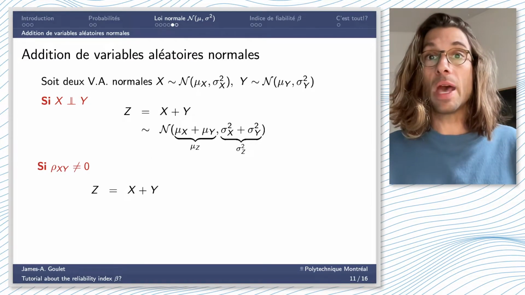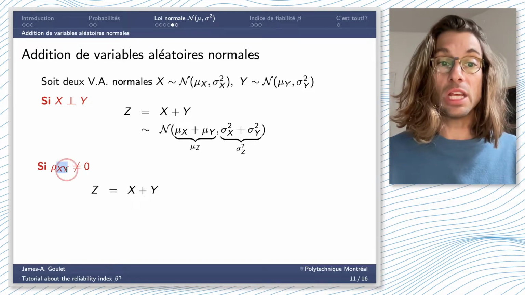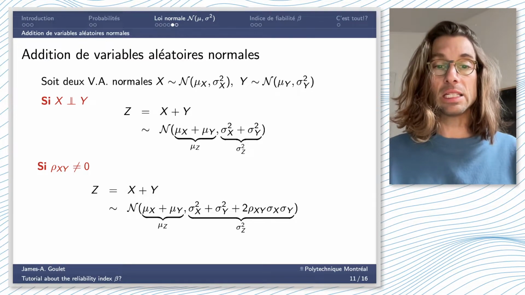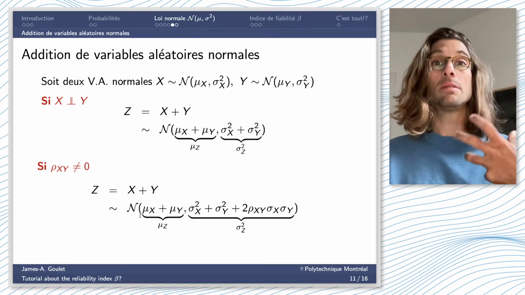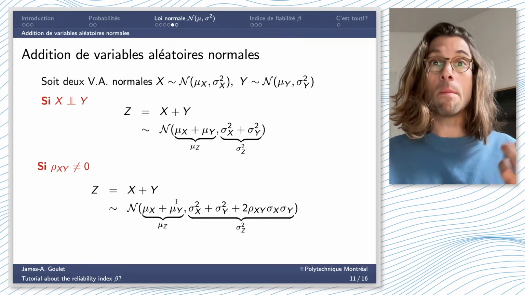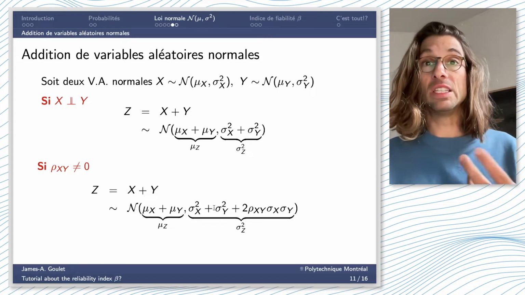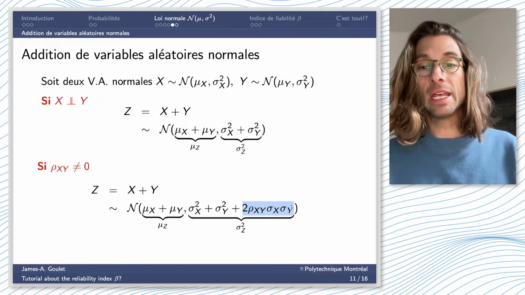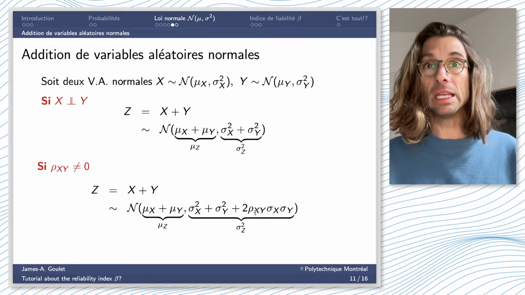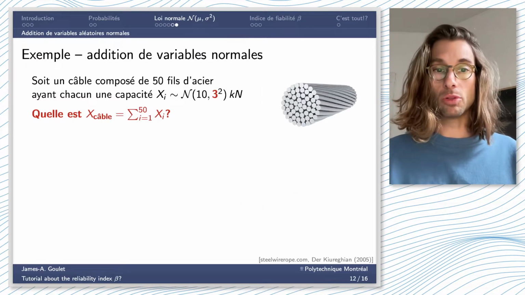If they're not independent, such that their correlation coefficient is not 0, the formulation is slightly modified. Z is still normal, and its mean is still the sum of the means, but now its variance, in addition to being the sum of the variances, has another term that accounts for the possible dependency between those two variables.